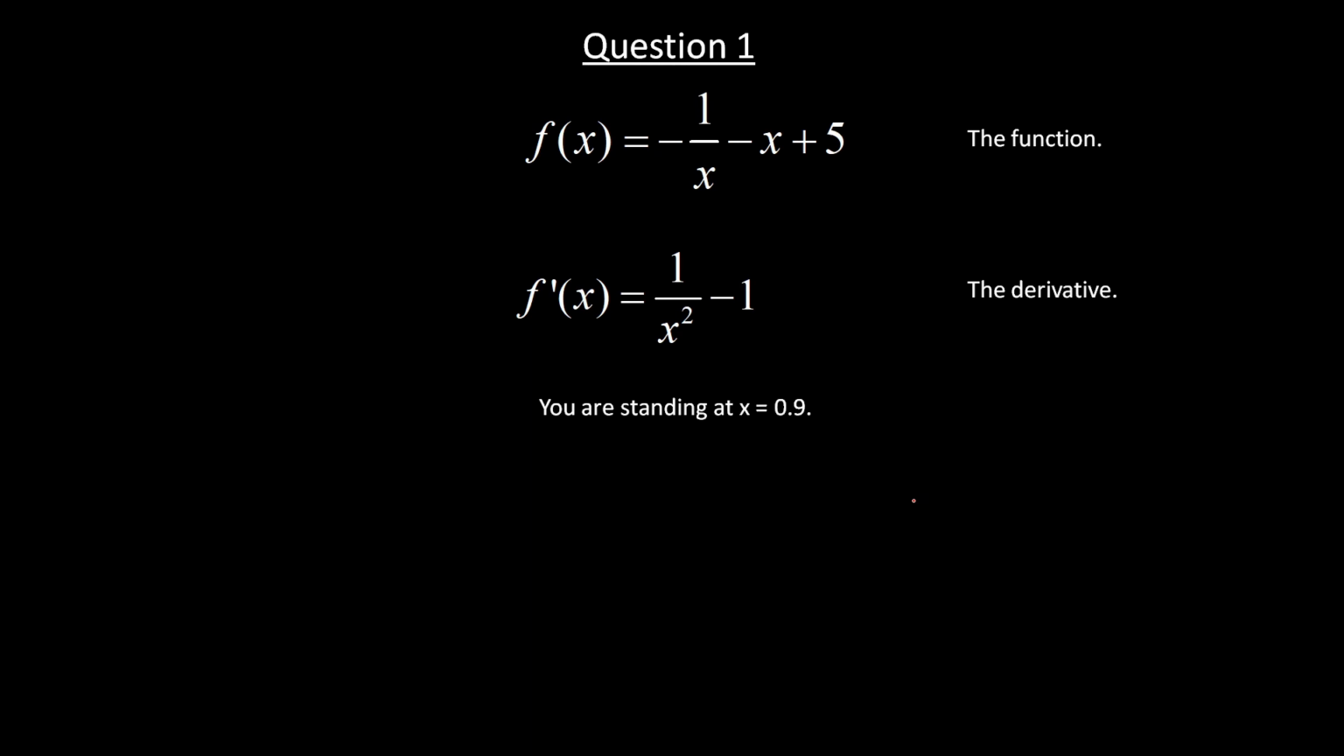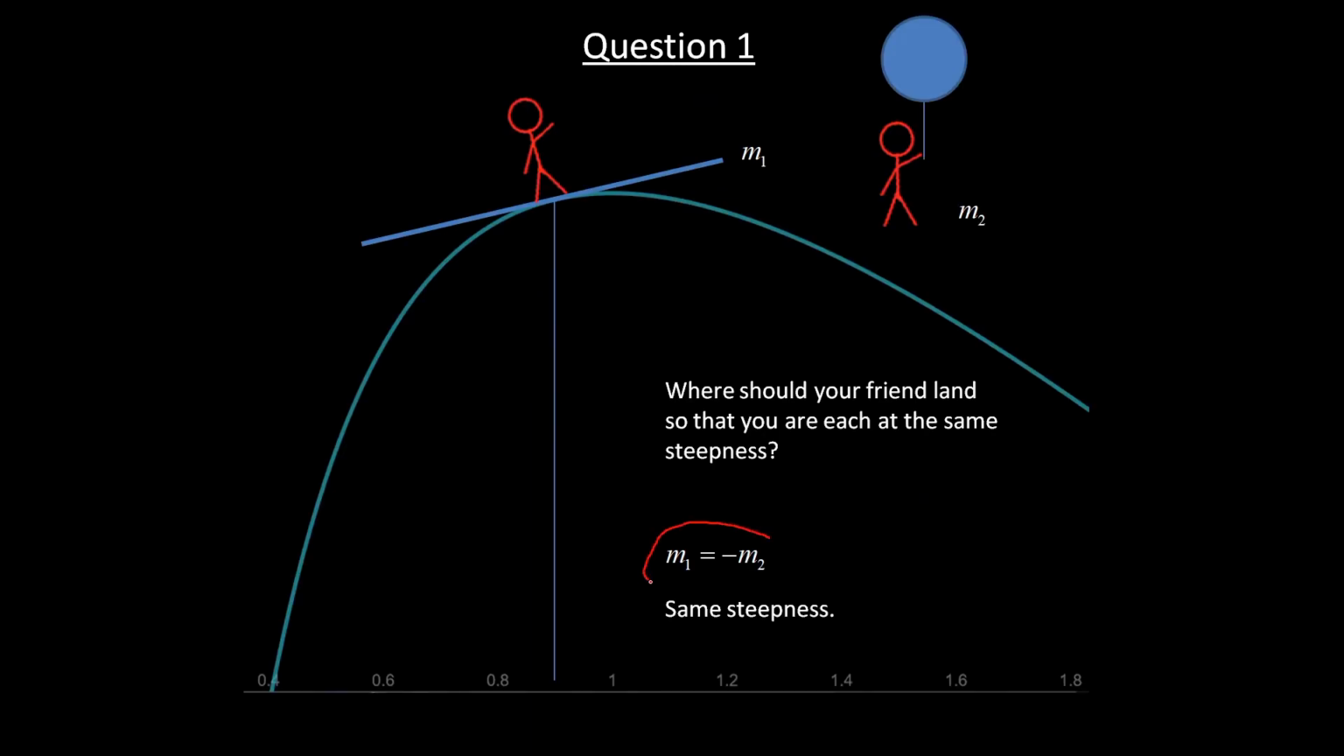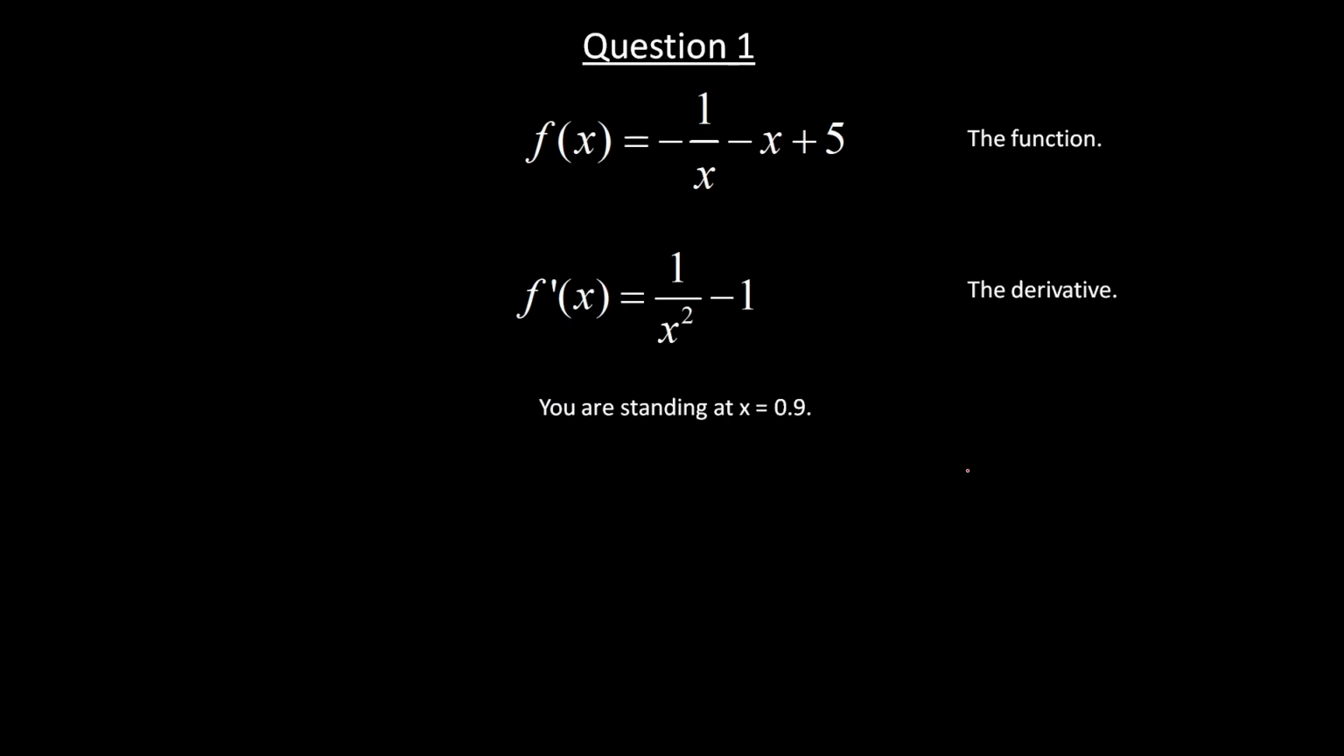So our condition here is ultimately that we have to compare slopes, which is why we need a derivative to get these slopes. And we'll start with your slope, where you stand. You're standing at 0.9, so we'll plug that into the derivative, and we get that it's about 0.2346. This is the slope that we want your friend to also have, but theirs is going to be the negative of that number.